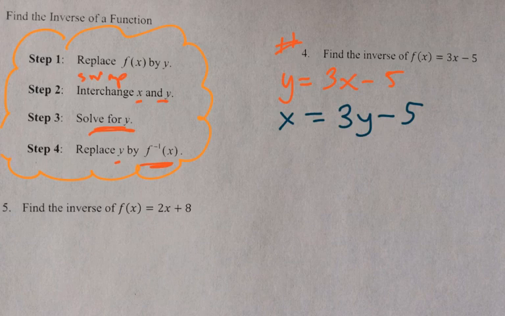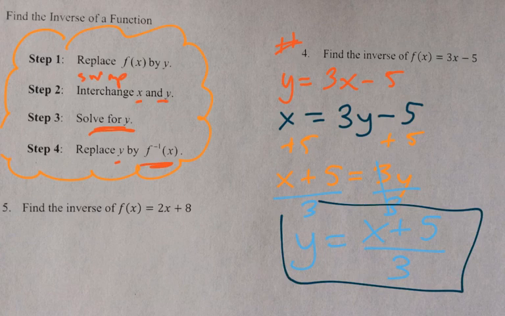Then we're going to solve for y. So we're going to add 5 to both sides. So I get x plus 5 equals 3y. And then we're going to solve for y by dividing by 3 on both sides. So I end up getting y equals (x plus 5) over 3. That is our inverse, but we can write it with the correct notation: f inverse of x equals (x plus 5) divided by 3.